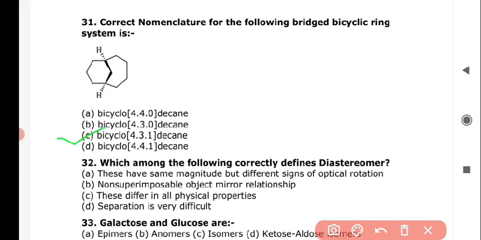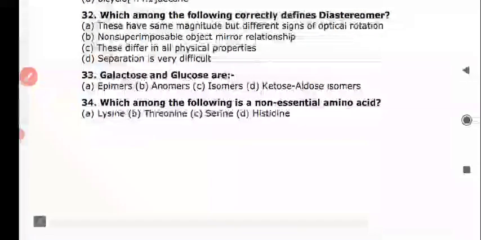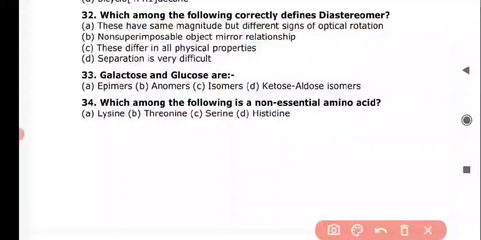And the correct answer is option C, these differ in all physical properties. Next question is galactose and glucose are, and the correct answer is option A, epimers. Next question is which among the following is a non-essential amino acid? And the correct answer is option C, serine.